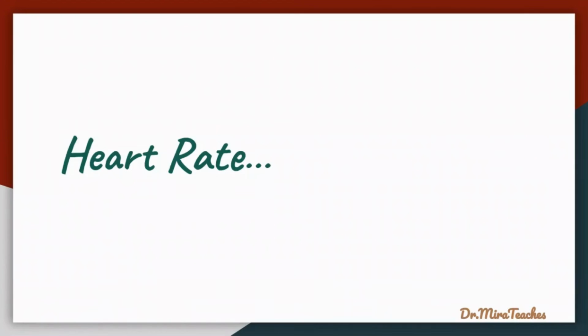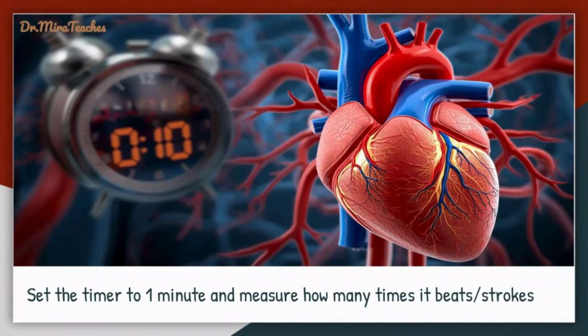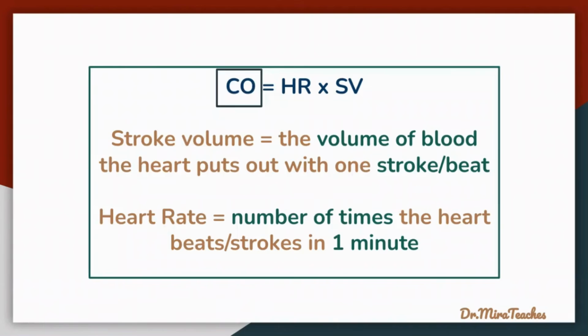Let's define heart rate as well. So this time you need a timer, but you do not need a measuring cylinder. You just place the timer by the heart, set it to 1 minute, and measure how many times the heart strokes or the heart beats. So the number of times the heart beats or strokes in 1 minute is your heart rate. This is a summary slide to tell you the definition. Stroke volume is equal to the volume of blood the heart puts out with one stroke or beat, and heart rate is the number of times the heart beats or strokes in 1 minute. So it's very, very simple.